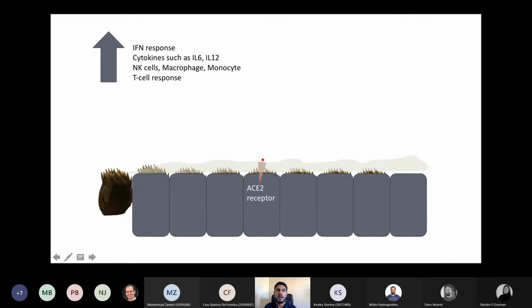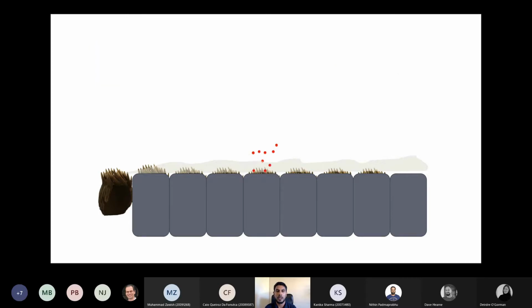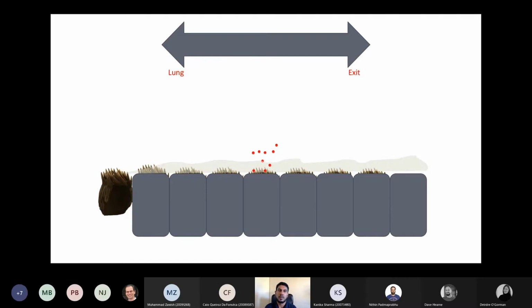Different components of our immune response start responding, and this response may vary depending on a number of factors: our genetic makeup, age, and different lifestyle. Depending on that, the virus reproduction starts. As a result, some virus may travel toward the lung and some may exit through our mouth or nose. That is how an infected person starts spreading the virus to others.